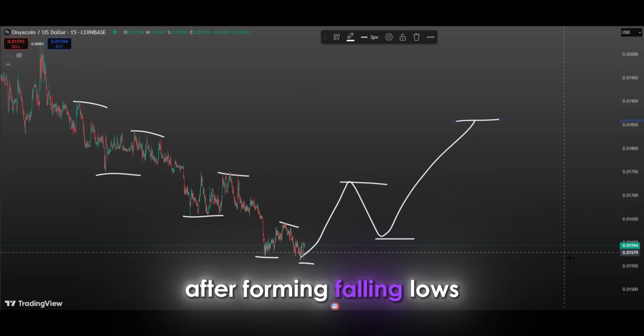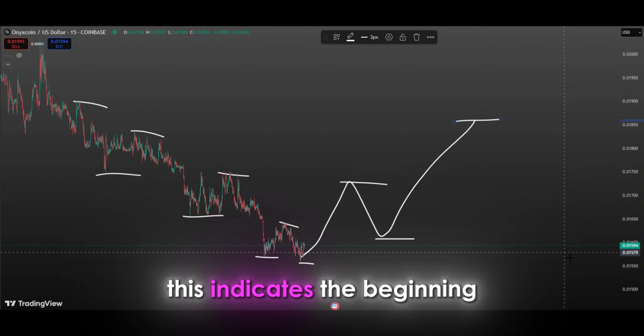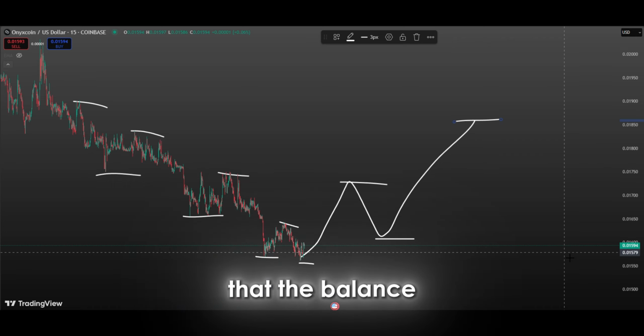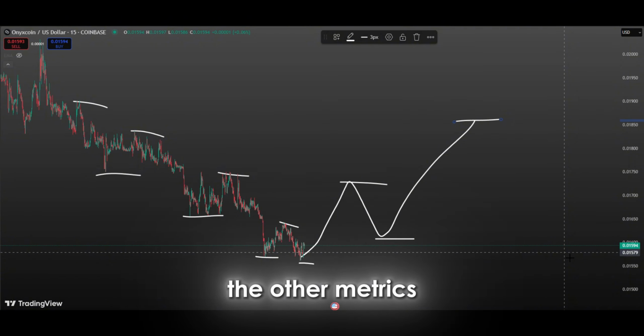As a result, when an asset starts to make a higher low and then a higher high for the first time after forming falling lows and falling highs for a long period of time, this indicates the beginning of a technical transformation. This may indicate that the balance in the market has begun to shift and that buyers are now coming in stronger. But this is not the only way to judge the analysis. Let's look at the other metrics.